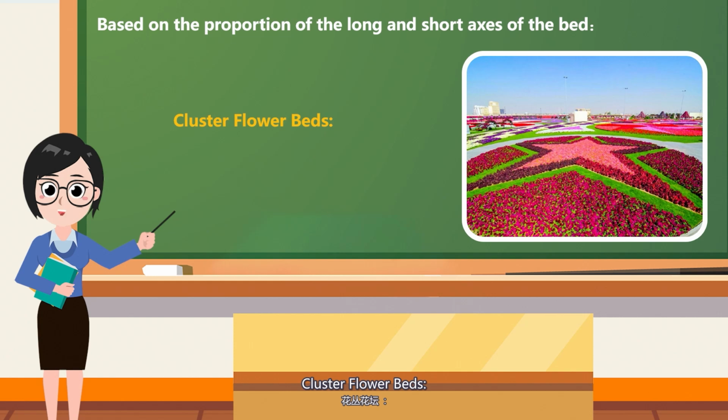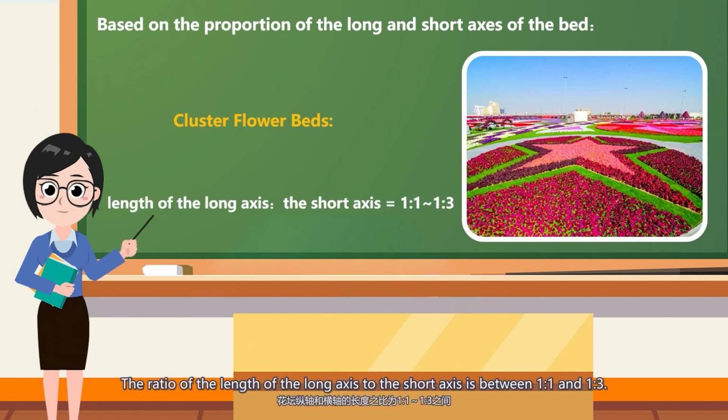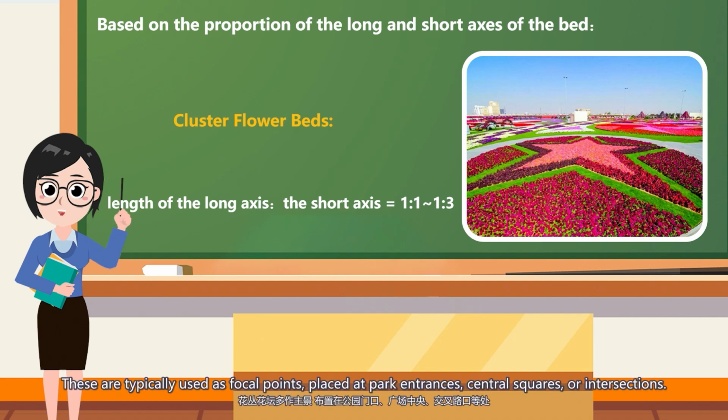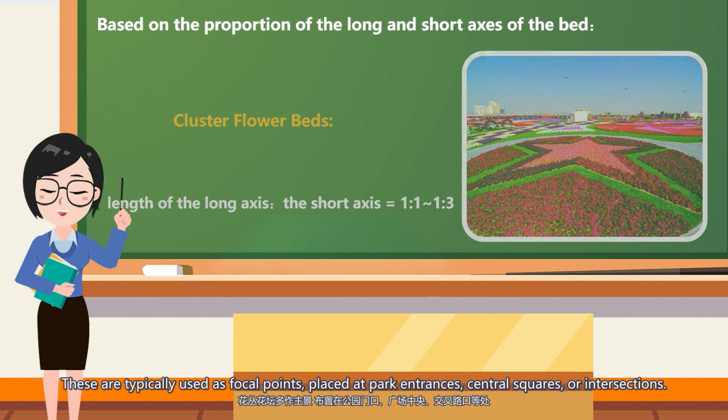Cluster flower beds. When the ratio of the length of the long axis to the short axis is between 1:1 and 1:3, the bed is called a cluster flower bed. These are typically used as focal points, placed at park entrances, central squares, or intersections.